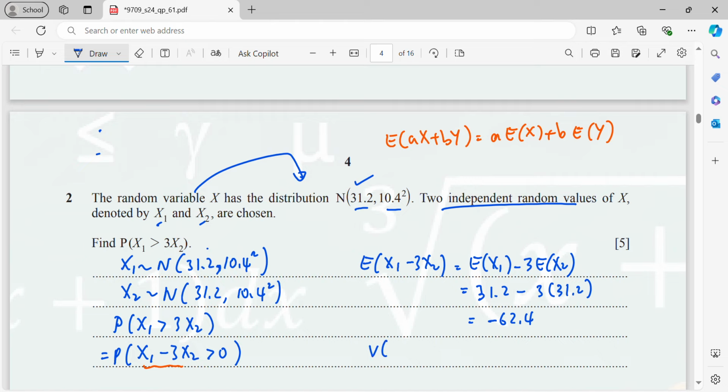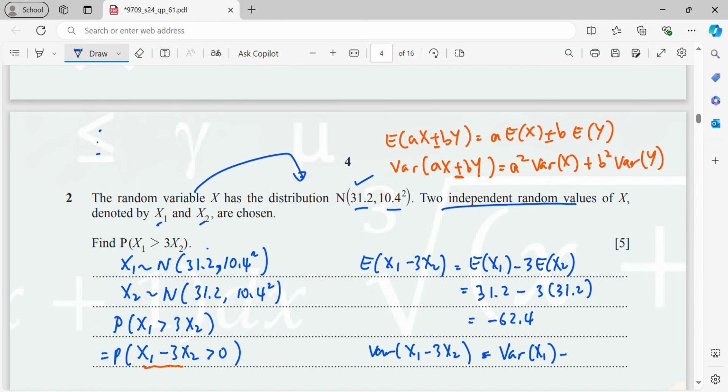Therefore, the variance. Now this 3 is the multiple, it's 3 times X2. Our other formula is variance of aX plus or minus bY, here plus minus, it will be a squared variance X plus b squared variance Y. Even though here it is minus, when you calculate the variance, it is plus, which means this is variance X1 plus 3 squared variance X2.